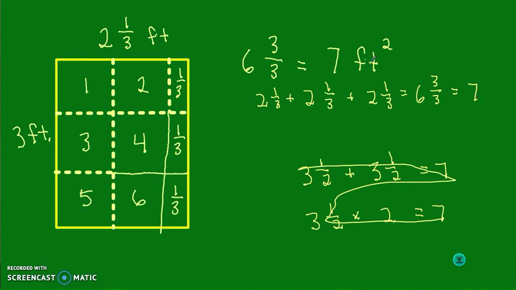And again, we have to label it with our feet squared because we're talking about area. And area has 2 dimensions. Or, again, to find area, you can also do some multiplying. So we could take our 3 feet, and actually I'm going to start with the 2 1/3. So we can go 2 1/3 times 3, and that's going to leave us with 7 again. And we won't forget our label, 7 feet squared.